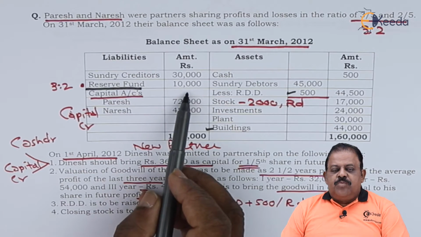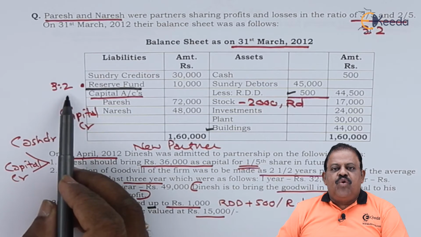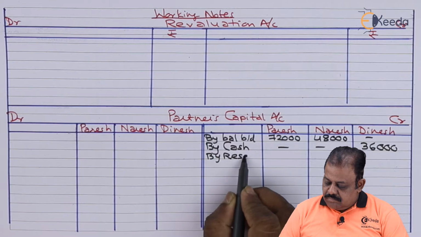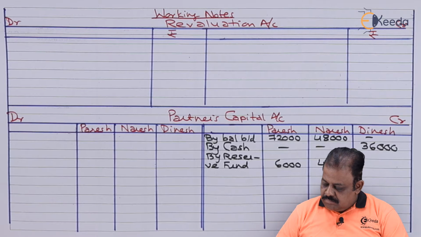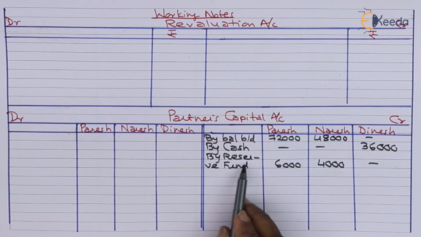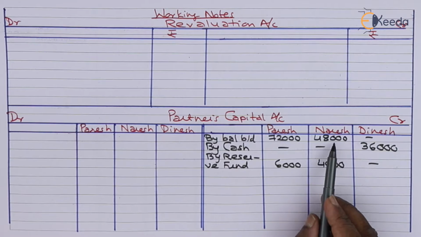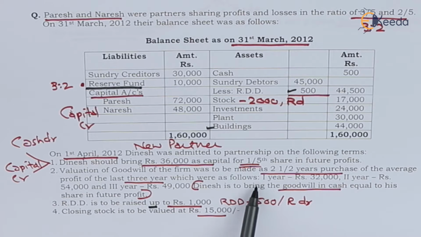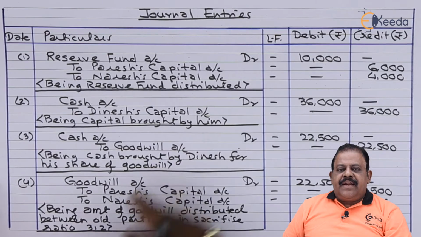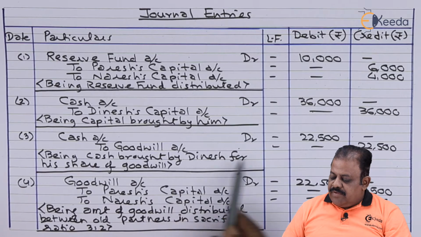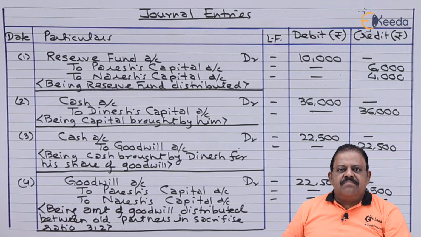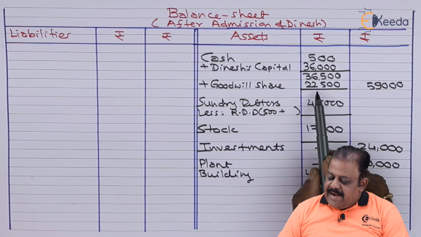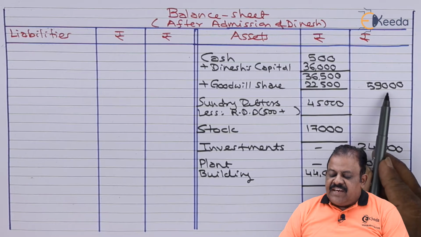Reserve fund 10,000 distributed among old partners 6,000, 4,000. Partners capital account credit by reserve fund, Paresh 6,000, Naresh 4,000. Goodwill of the firm we have valued, and here new partner brings cash equal to his share. Entry we have recorded cash account debit to goodwill 22,500. This will increase cash by 22,500. So amount of goodwill is added. So finally cash becomes 59,000.